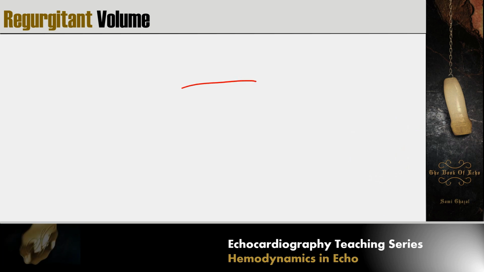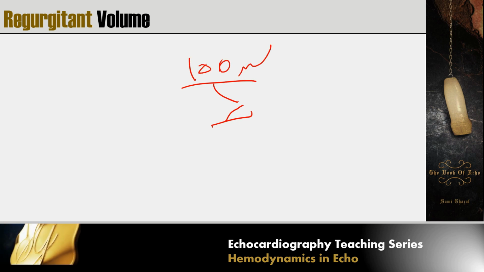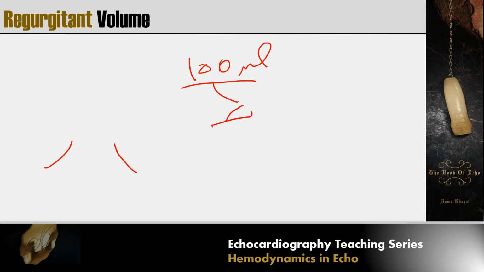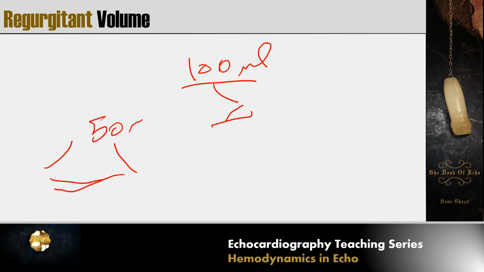So this is the aortic valve here. We know that it has some regurgitation demonstrated by color Doppler, and we calculated the stroke volume in the LVOT, and it is 100 ml. However, if we calculate the mitral valve stroke volume, let's say it is only 50 ml, and the mitral valve doesn't have any significant regurgitation. So 50 ml will come out from the mitral valve and will come out from the aortic valve. So what happened? Where is the remaining 50?